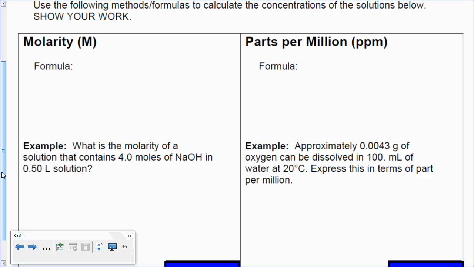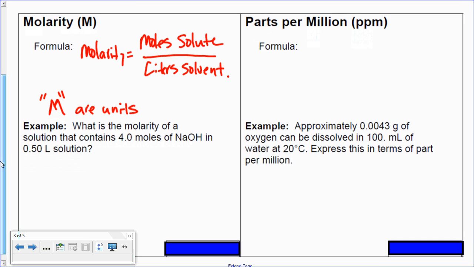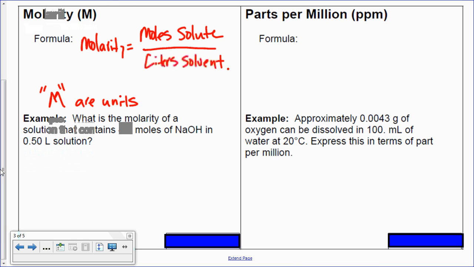For table T, I have molarity. Molarity equals moles solute per liters solvent. And the units we usually use are a big capital M. So in this particular problem, it's giving us an example. What's the molarity of a solution that contains 4.0 moles of NaOH in 0.50 liters of solution?